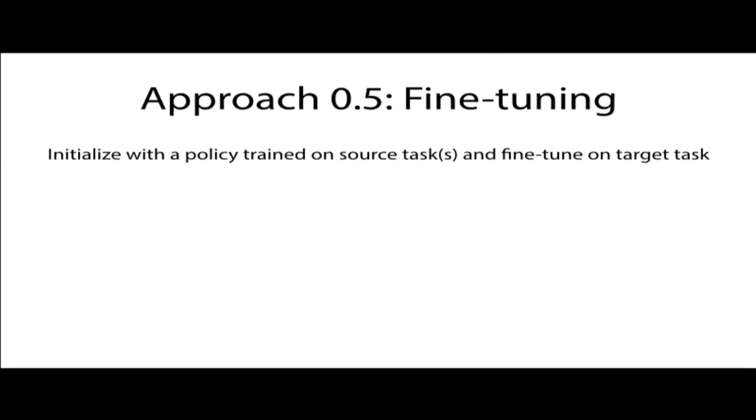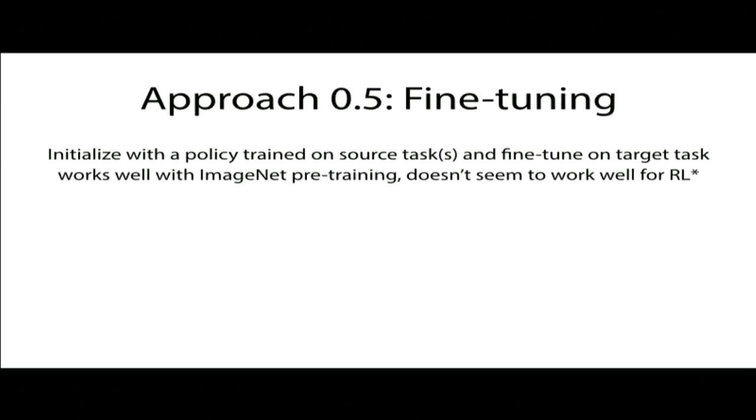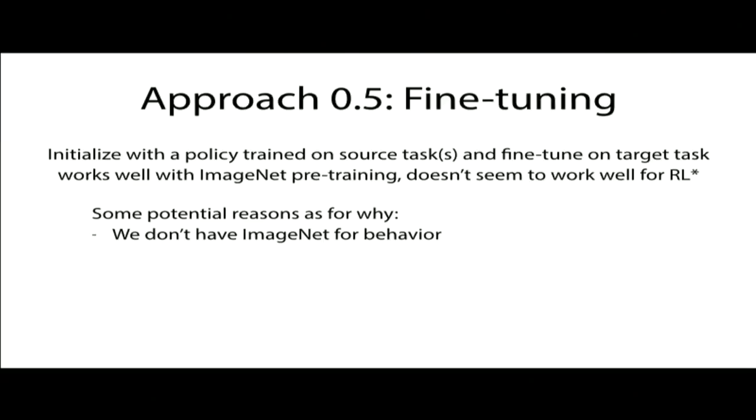In practice for reinforcement learning, people have found that it doesn't work very well. There are a number of potential reasons why. I don't think there's a clear answer, but the first thing is we don't have an ImageNet for behavior. ImageNet is a very diverse data set, and in reinforcement learning, we don't have a very diverse environment that we can train on to get good generalization. I think that if we had something more diverse, it might transfer better across tasks.